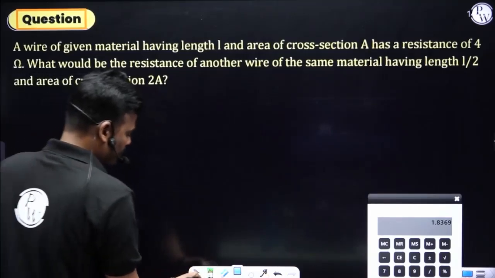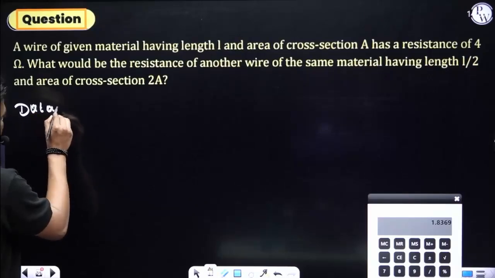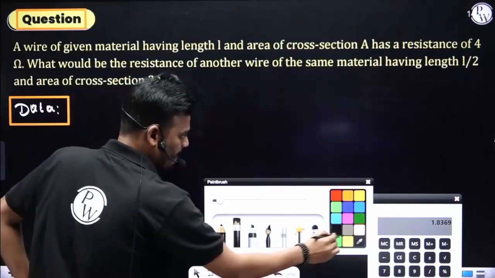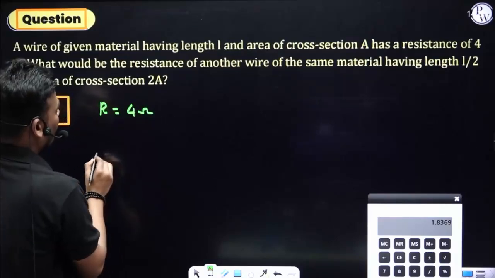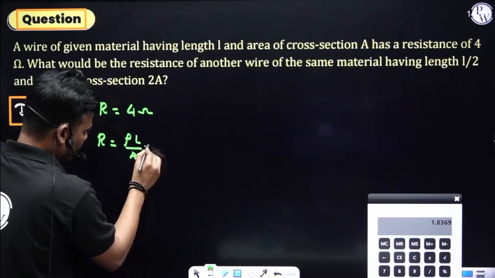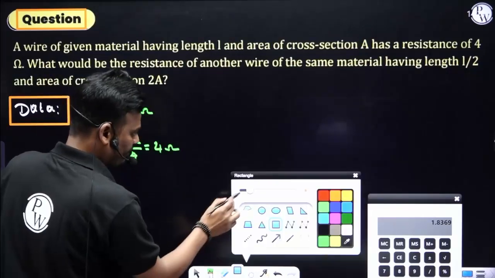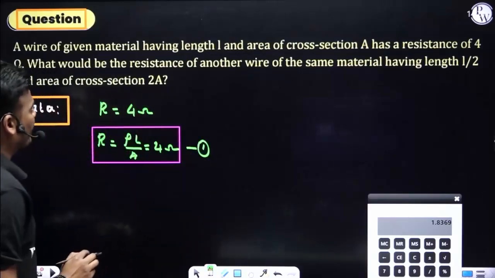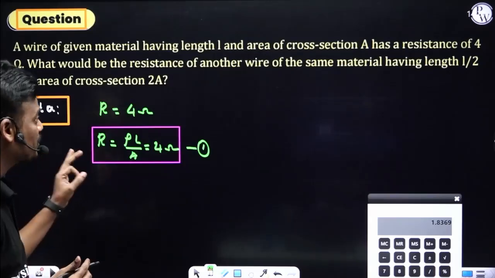First let me write down the data because it is very, very important. So first case, resistance is 4 ohm. And resistance is also given by rho L divided by A, that equals 4 ohm. Let me consider this is equation 1. Next, what they are saying: what would be the resistance of another wire of the same material? Means resistivity same.